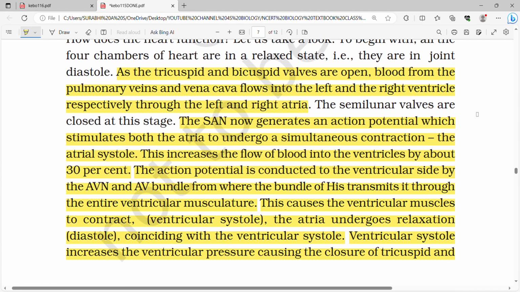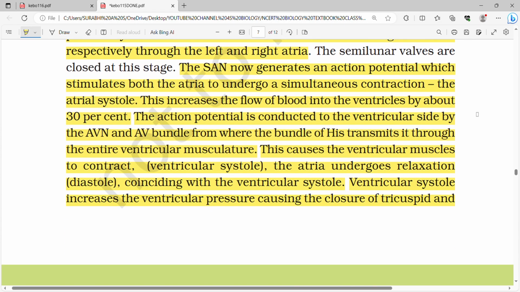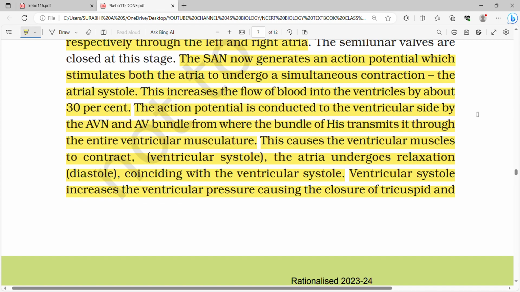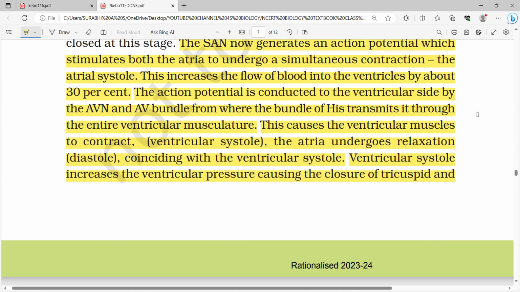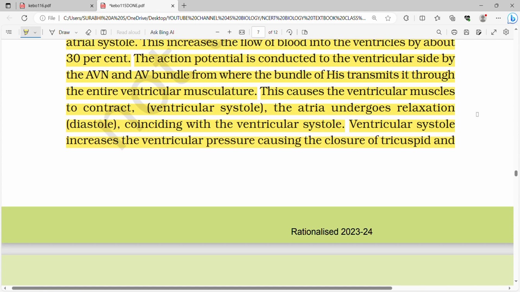Next, the cardiac cycle. As the tricuspid and bicuspid valves are open, blood from the pulmonary veins and vena cava flows into the left and right ventricles respectively through the left and right atria. The SAN generates an action potential which stimulates both atria to undergo a simultaneous contraction, called atrial systole. This increases the flow of blood into the ventricles by about 30%. The action potential is conducted to the ventricular side by the AVN and AV bundle, from where the bundle of His transmits it through the entire ventricular musculature. This causes the ventricular muscles to contract, which is called ventricular systole.